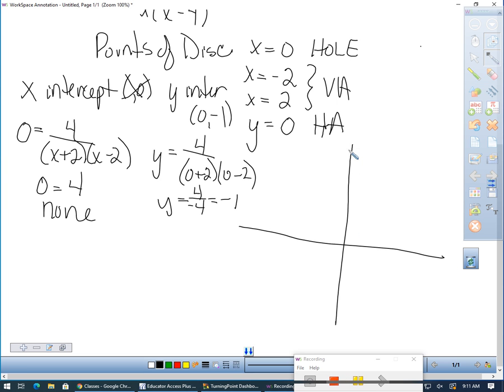So first, we have a vertical asymptote at x equals negative 2. We have a vertical asymptote at x equals positive 2. We have a horizontal asymptote at y equals 0, which is the x-axis. And we have a y-intercept at 0, negative 1. At negative 1, it's right here. But you'll notice that when x is 0, it makes a hole. So this y-intercept is a hole in the graph.